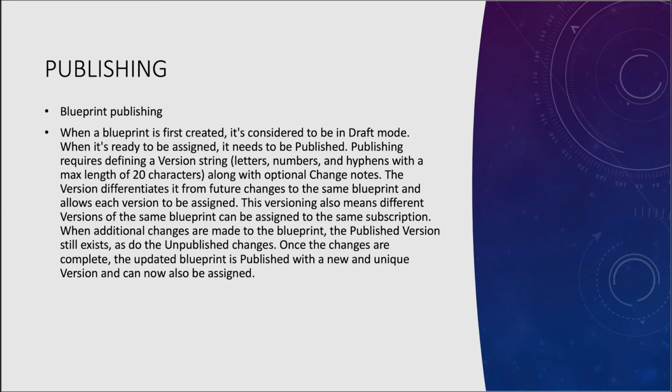So you have versioning, and with it any change notes that you want to have, and who approved it. The version differentiates it from future changes to the same blueprint, because you're going to change things over time. Every company drifts all the time in terms of scope and what they need.